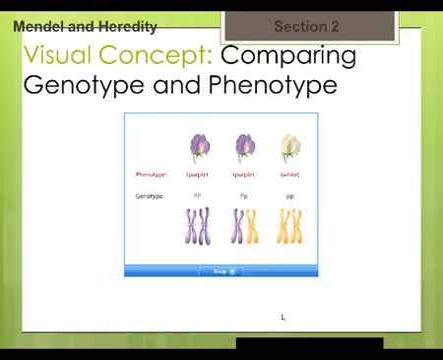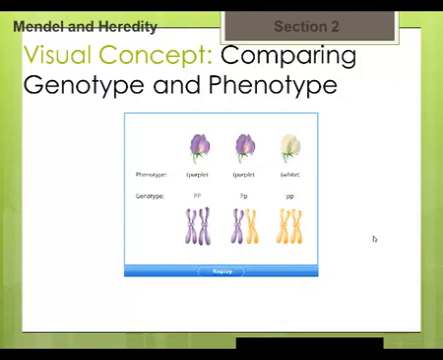Phenotype refers to what we can see or measure with respect to a trait. If the pea plant has at least one dominant allele, the phenotype for flower color is purple. If the pea plant has only recessive alleles, the phenotype for flower color is white.